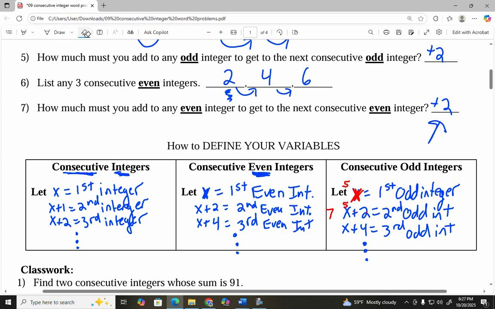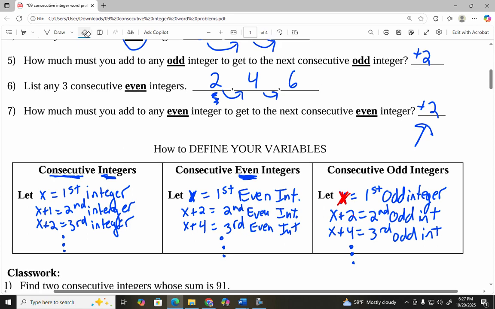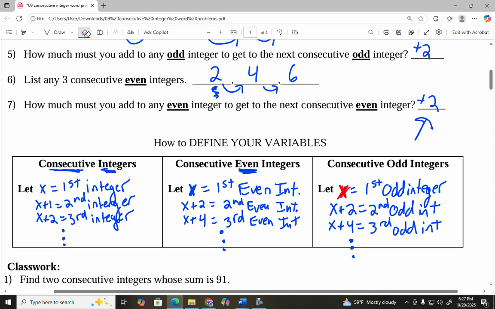I'm just going to erase these numbers because that's not really the numbers. I was just trying to show you that the variable represents an even number in this case, and the variable represents an odd number in this case. So that's how come we have to add on 2, because even integers are 2 away, odd integers are 2 away.